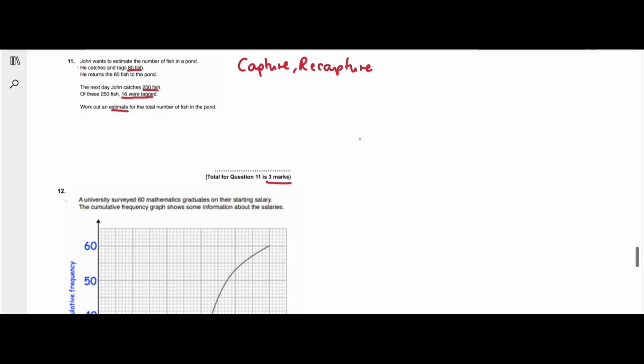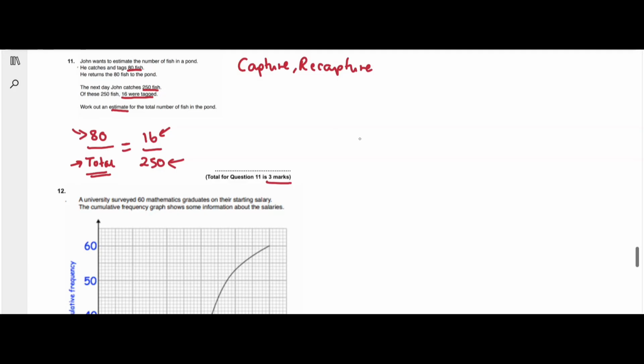So let's write this out. He caught 80 fish on the first day, and we don't know how many there were in the pond in total. We don't know the total. This is what we're being asked to work out. So he caught 80 out of, we don't know, we're working it out. So I'm writing that as a fraction. And that is equivalent to the next day he caught 250 fish and 16 were tagged, and this time we know that's out of 250. So 80 were tagged out of, we don't know the total. Then 16 were tagged out of the 250 that he caught.